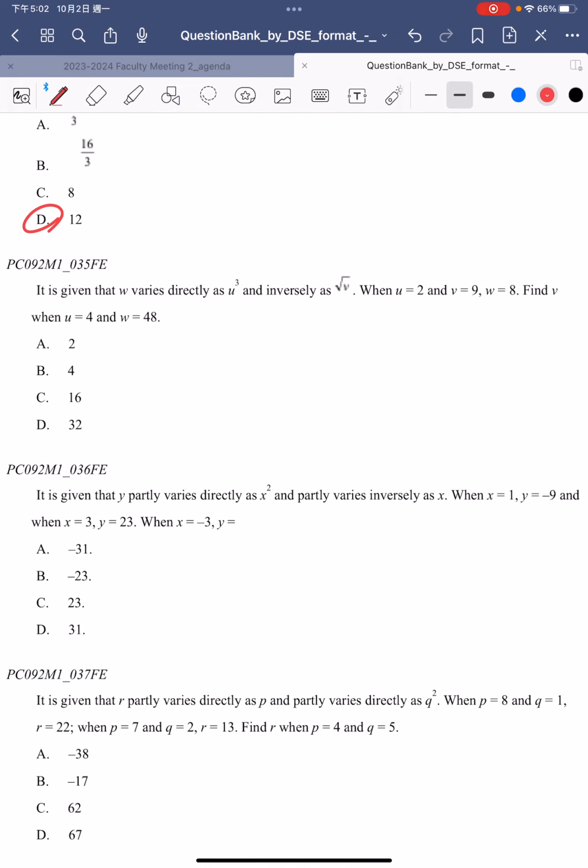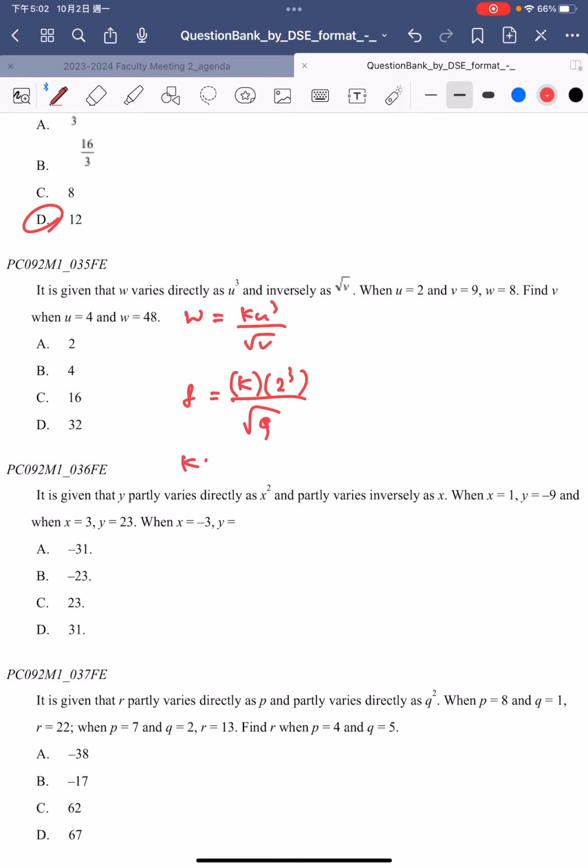So question 35, we have that w varies directly as u cubed, so ku cubed, and inversely as the square root of v. It is still a joint variation, so we substitute all the values to find our variation constant. We have 8 is equal to k times u cubed, which is 2 cubed, over the square root of 9.